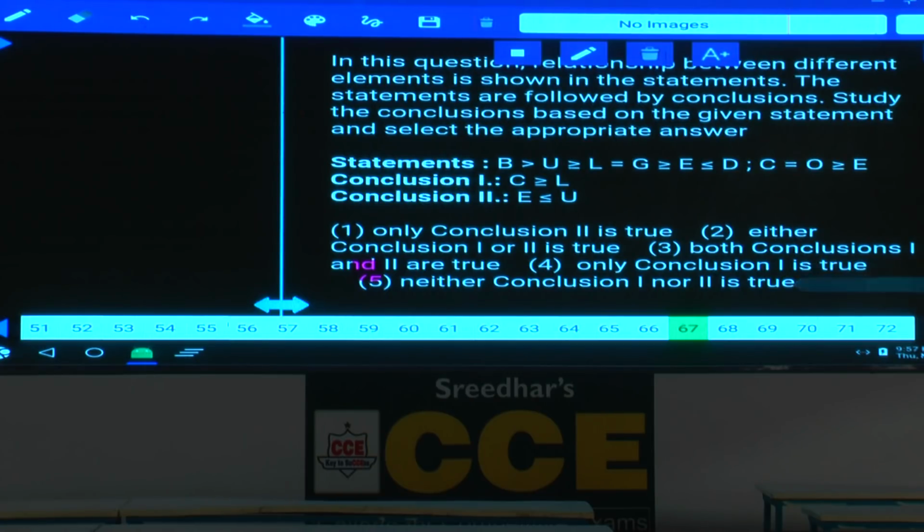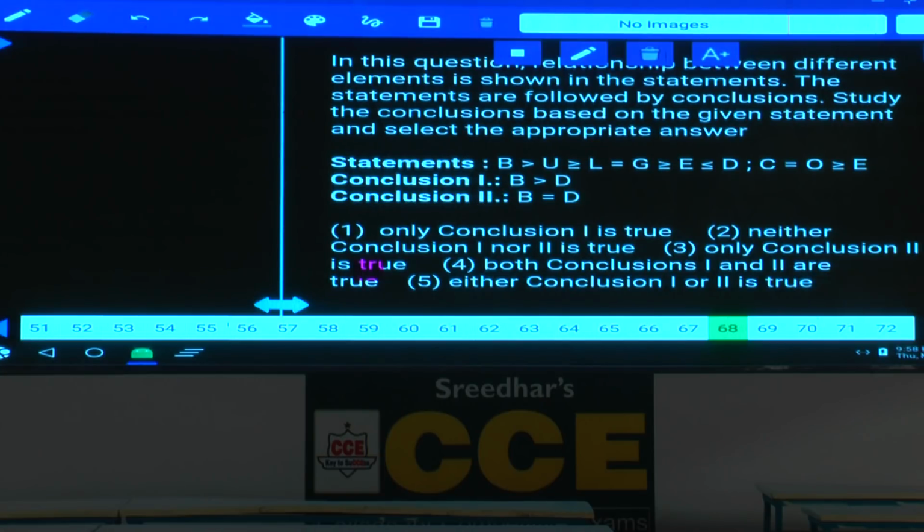Then coming to the second, E and U. Now U is here, between U and E, U greater than or equals to E. That means E lesser than or equals to U, definitely true. Hence only 2 follows, that is choice 1. Then coming to 68. Now these two conclusions are in between B and D. If you observe here, B greater than and lesser than, two opposite symbols, that is ruled out, isn't it? Hence no relation can be drawn between these two. Hence neither 1 nor 2, choice 2.